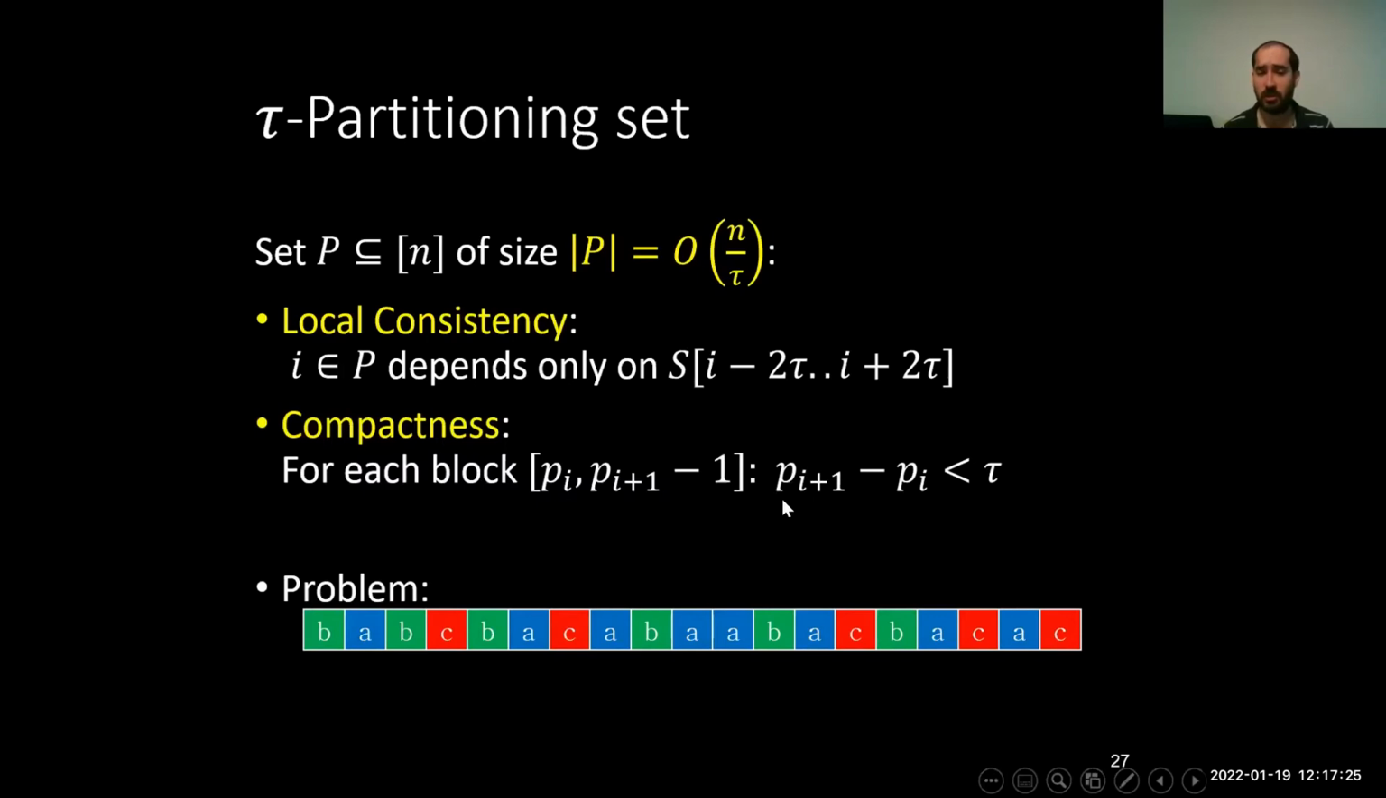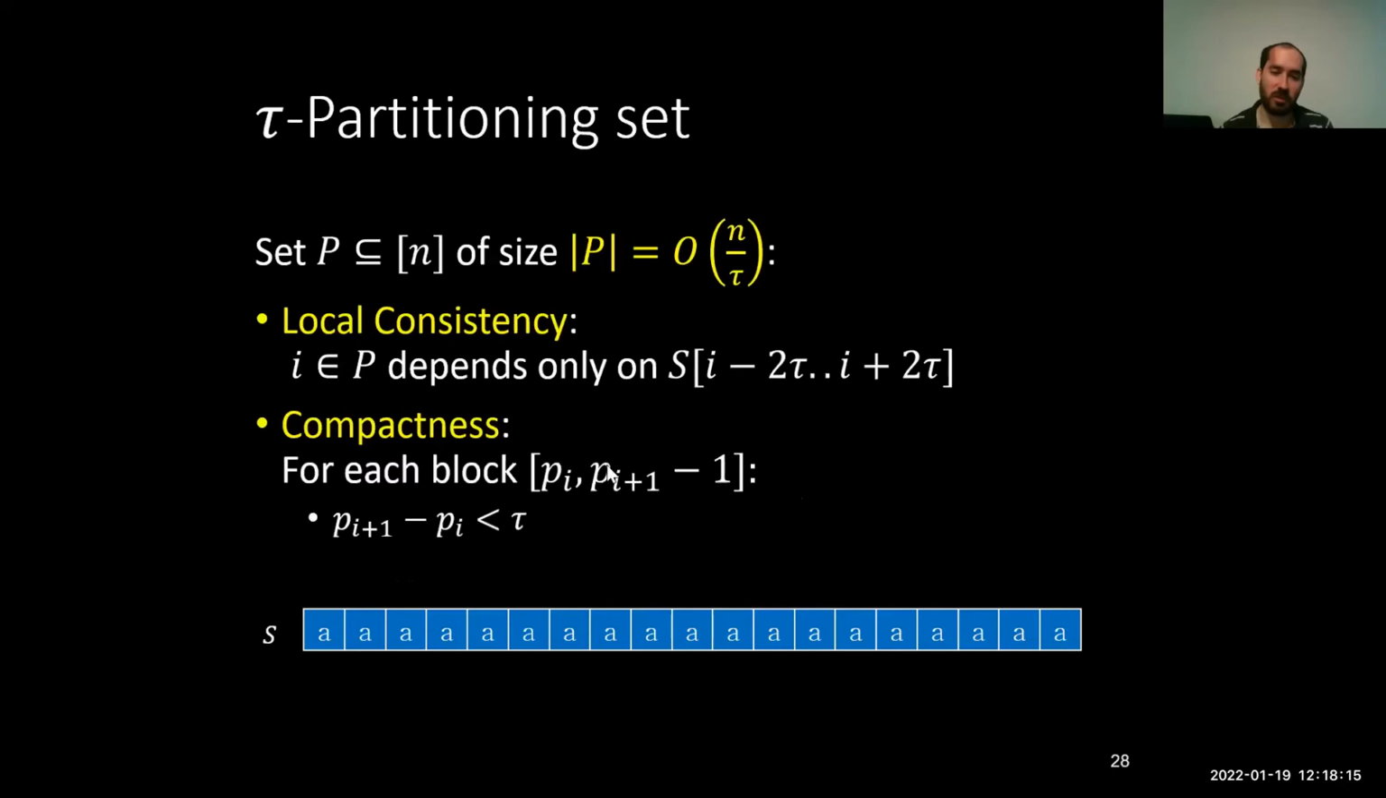The problem is that we actually cannot get all these three properties as they are written now in all cases. For example, in the case where the string is composed of a repetition of the same string, then due to the local consistency property, either almost all the positions are in the set, or none of them, because for all the positions, except for the boundaries of length order of tau, the local string is the same, and therefore the decision must be the same. However, due to the compactness property, we probably have to choose all the positions, because otherwise we have a large gap between positions or just one block, but then we have too many points.